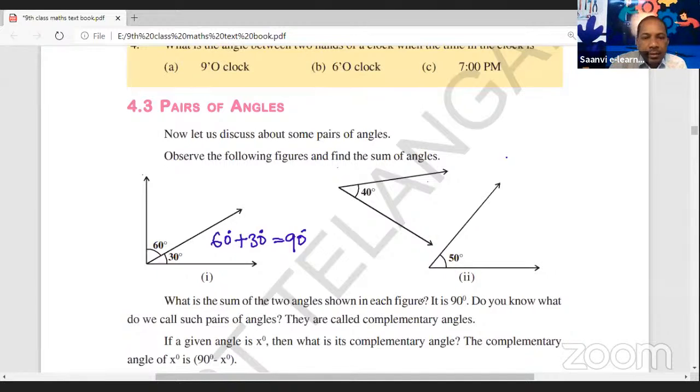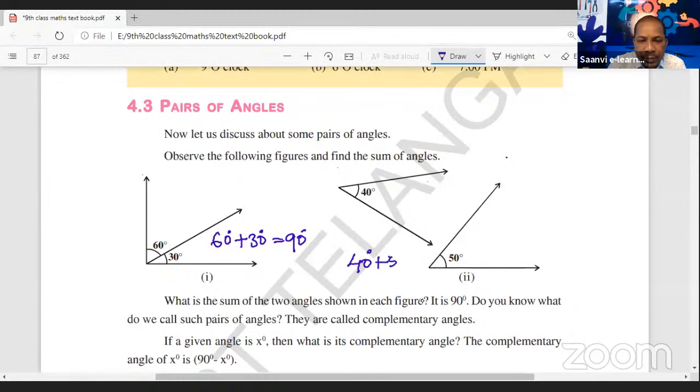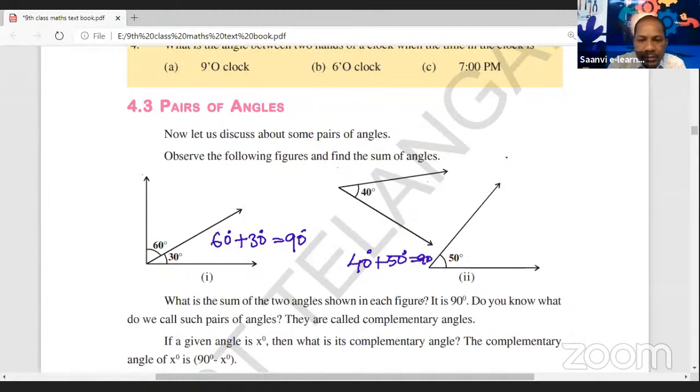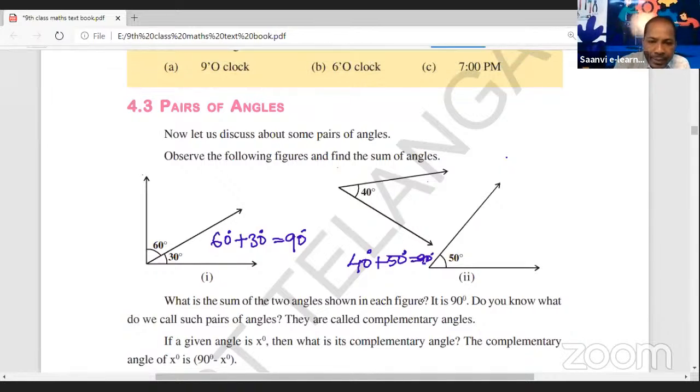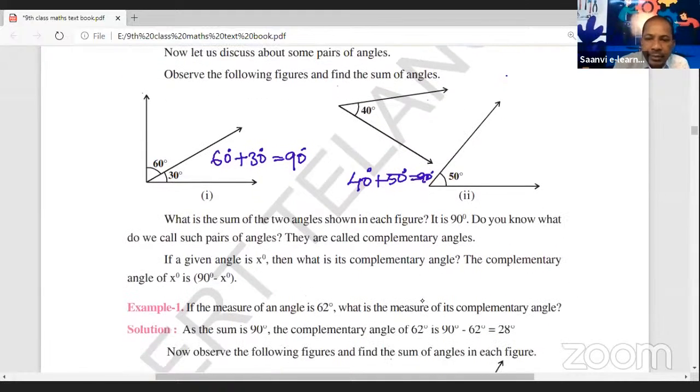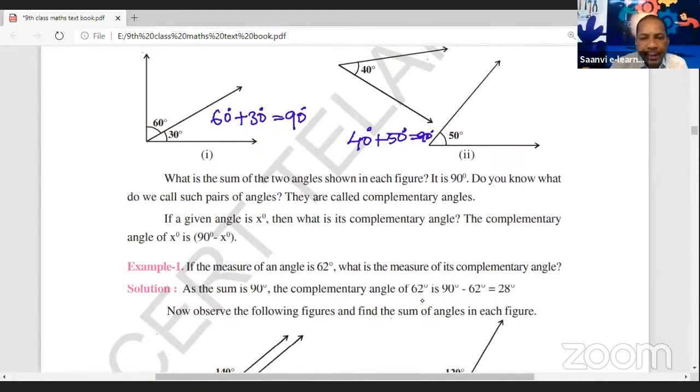Like this, if the sum of the two angles is equal to 90 degrees, then the two angles are called complementary angles. And if we observe the second figure, here the angle is 40 degrees and here the angle is 50 degrees, isn't it? When we find their sum, 40 plus 50, how much do we get? We get 90 degrees. So if the sum of the two angles is equal to 90 degrees, then they are called complementary angles. Okay, children.